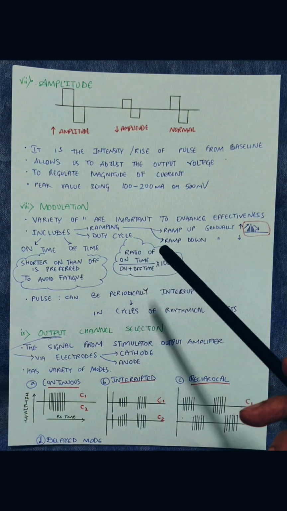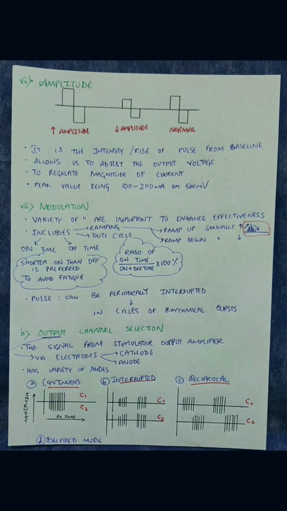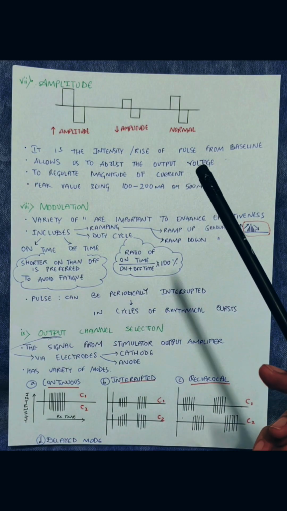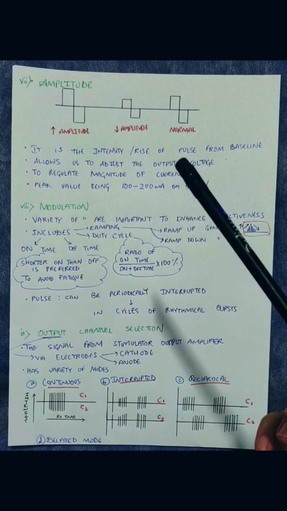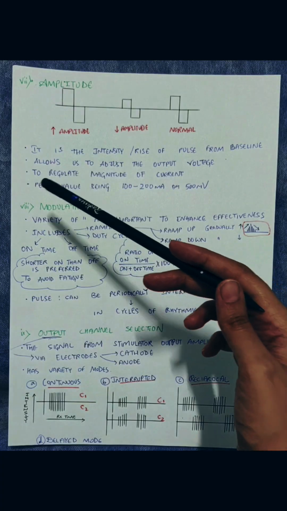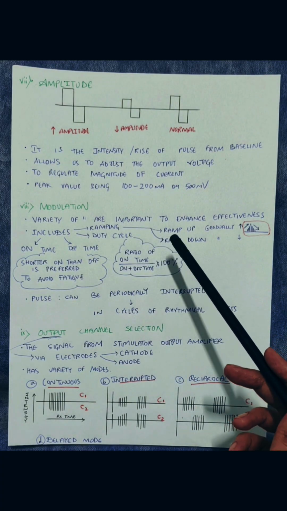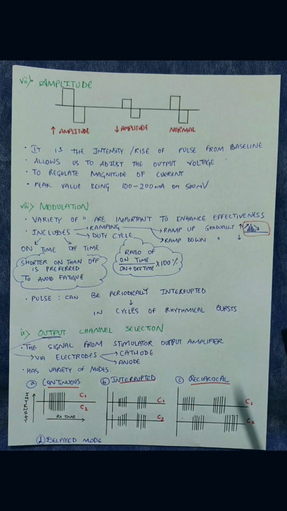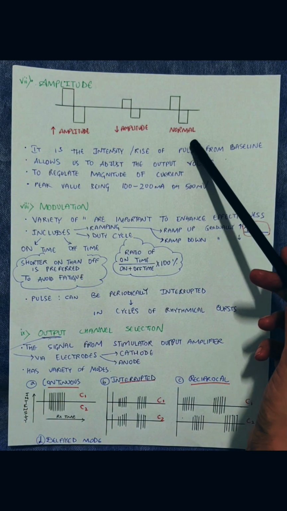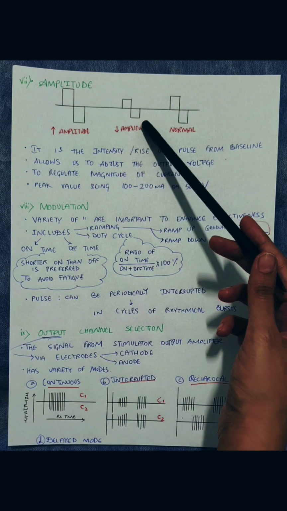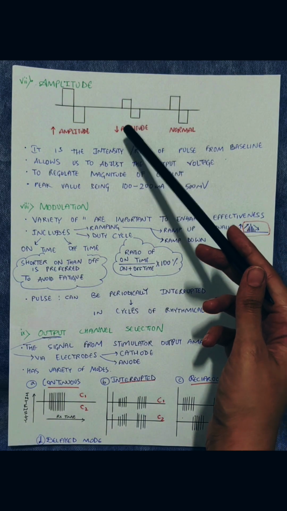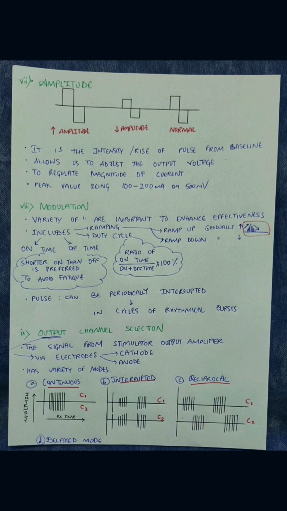Amplitude is the intensity or the rise of the pulse from baseline. This allows us to adjust the output voltage, and that depends on the stimulator. It also helps to regulate the magnitude of current, where amplitude remains at a peak value of 100 to 200 milliamperes or 500 millivolts. This is the normal amplitude waveform. This one is with reduced amplitude. This is with increased amplitude.